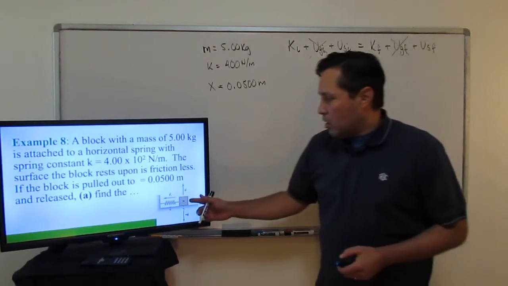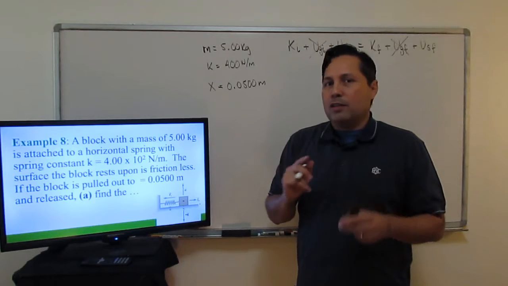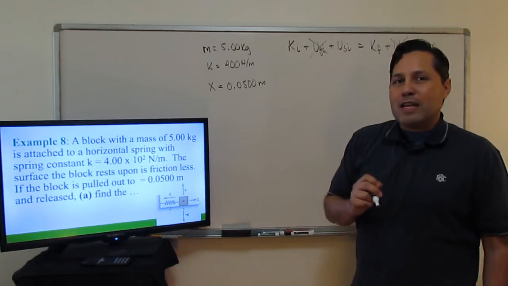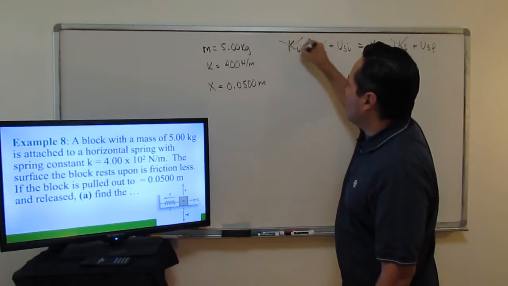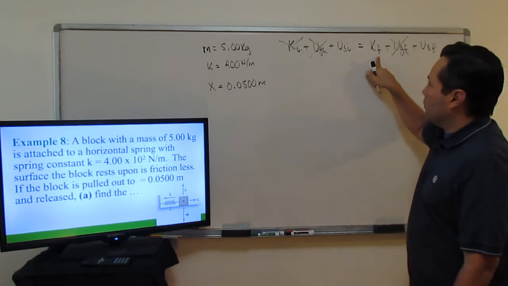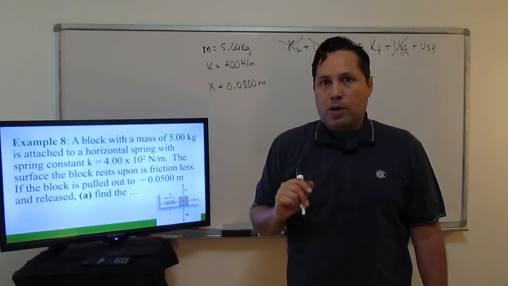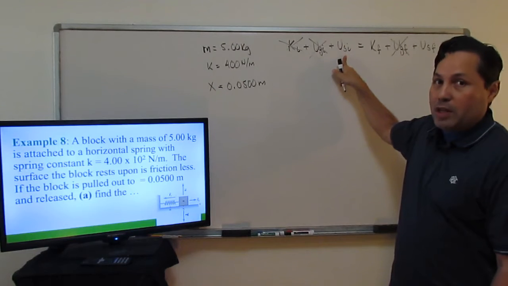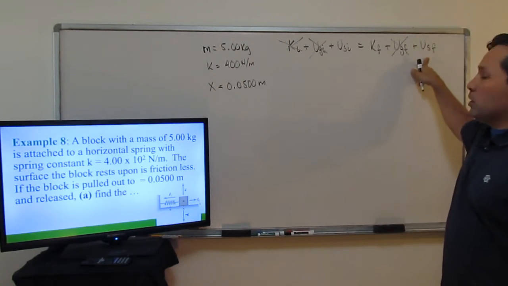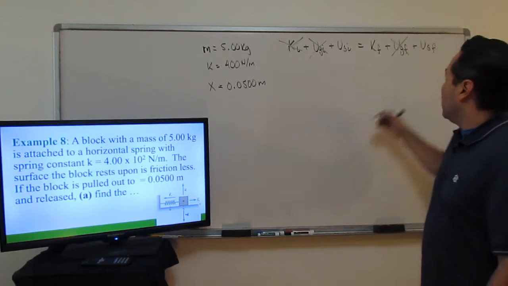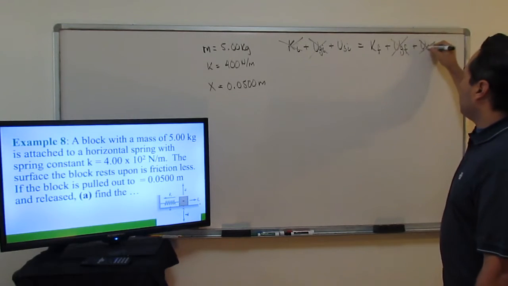Well, initially, the instant we let go of the block, it's at rest. The block is at rest. So therefore, how much kinetic energy does it have initially? The answer is it has none. No kinetic energy initially. It does have kinetic energy final. Initially the spring is compressed, so it does have potential energy of a spring initially, but once it reaches the equilibrium point, the spring is no longer compressed. So therefore, it has no potential energy at that point.